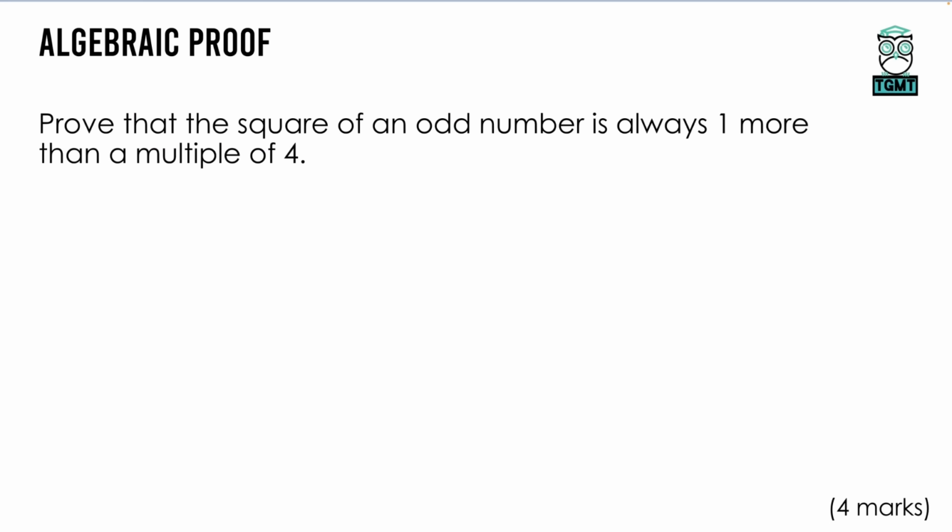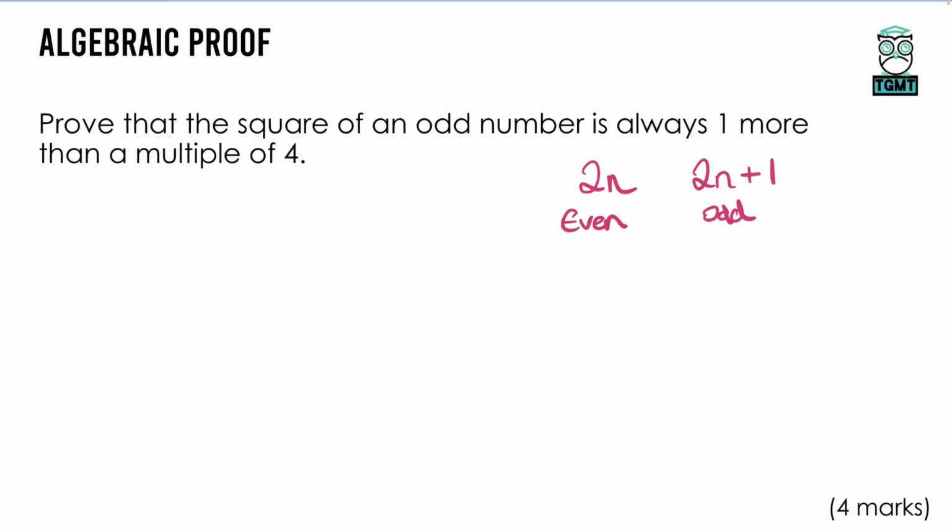Okay, so looking at some algebraic proof. Now it says here, prove that the square of an odd number is always one more than a multiple of 4. So with algebraic proof, we have two forms that we're going to use. We have 2n. You don't have to use the letter n, but I tend to. 2n is an even number. And to make that number odd, we would have 2n plus 1. You can use 2n minus 1 as well, but 2n plus 1 is much easier because we keep everything positive.